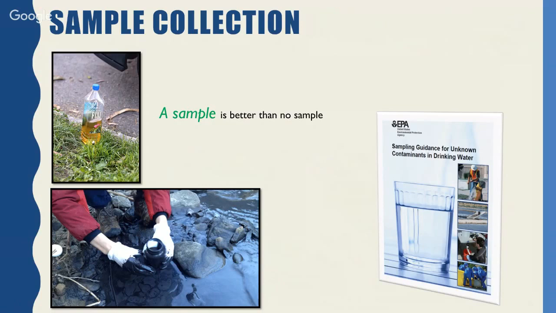There is an EPA guide. I'm sure everyone's going to pick it up and read it. It tells you what type of sampling guidance you can have to look for contaminants in drinking water. If anything, just download it as a PDF and have it on hand, something that you plan to never look at in the future, hopefully.